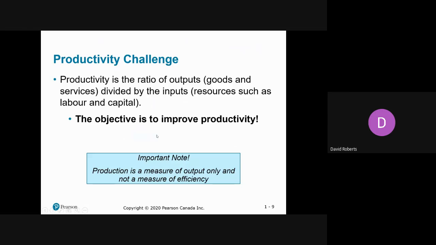And of course, the ratio of outputs divided by inputs is productivity. And of course, you want to be more productive.